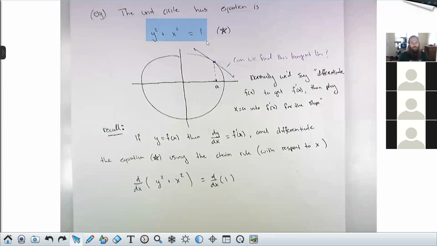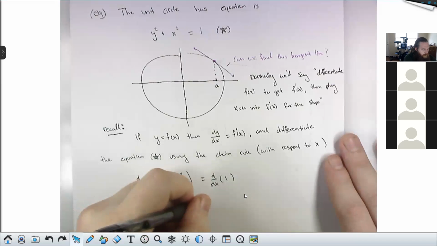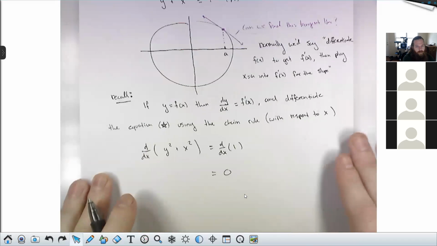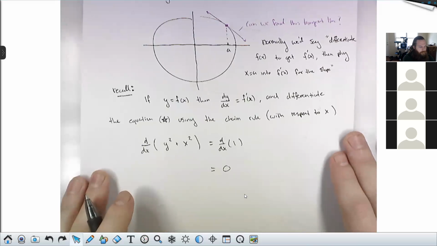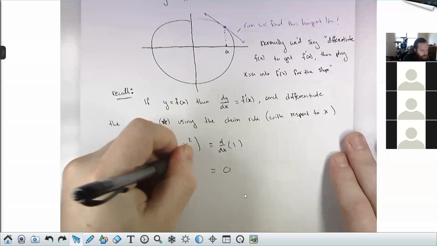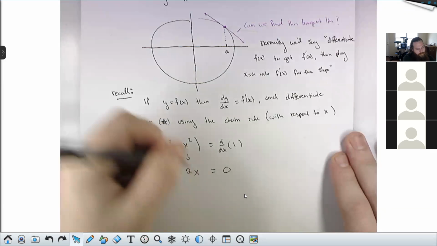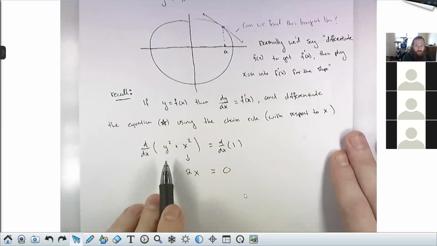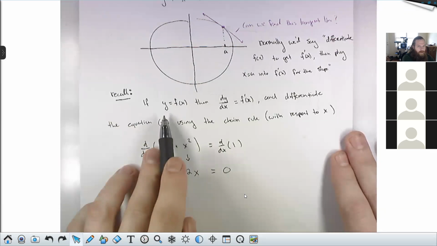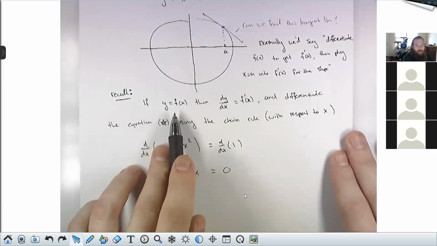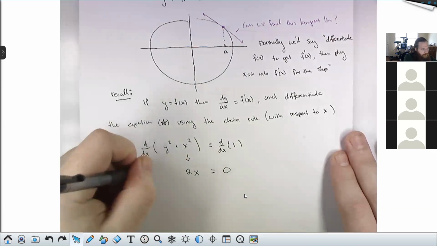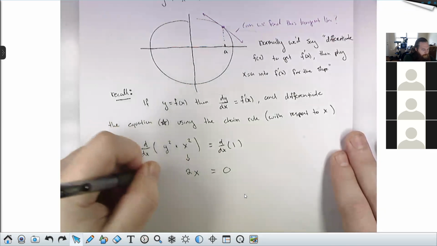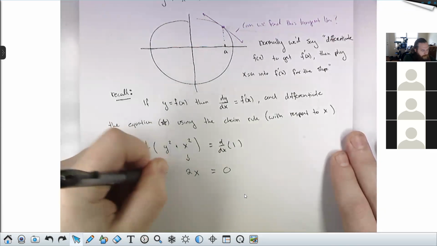So I take this equation and I put d dx on both sides. d dx of 1 is 0, right? You differentiate a constant, you get 0. d dx of x squared is 2x. d dx of y squared, remember, we're thinking that y is implicitly a function of x. So this would be 2y times dy dx.